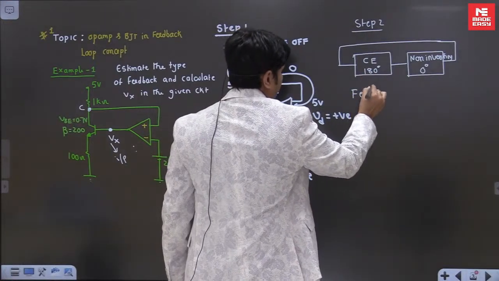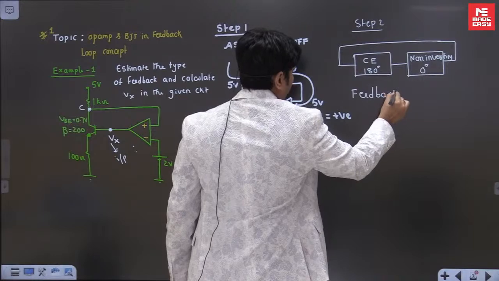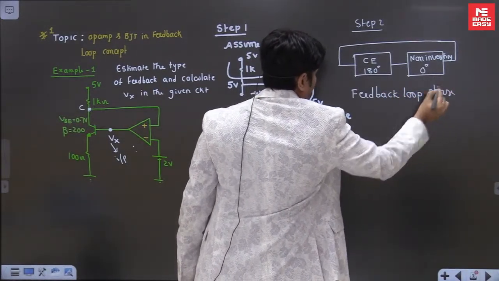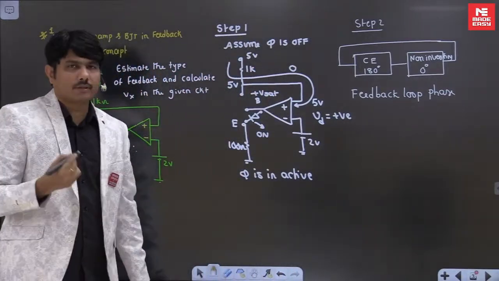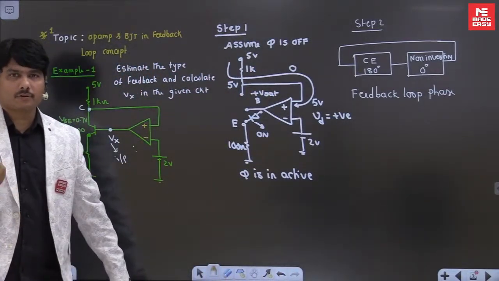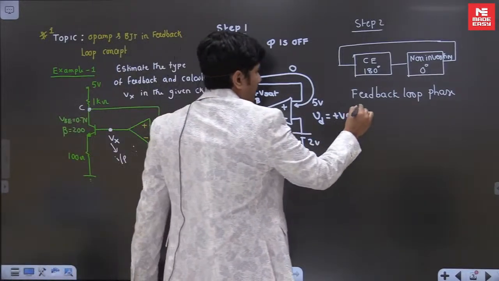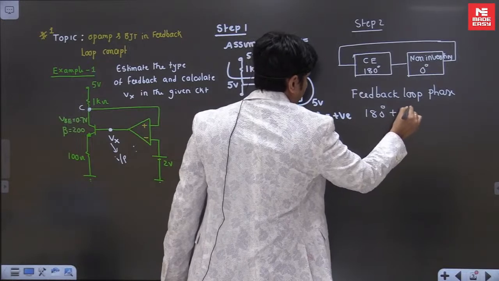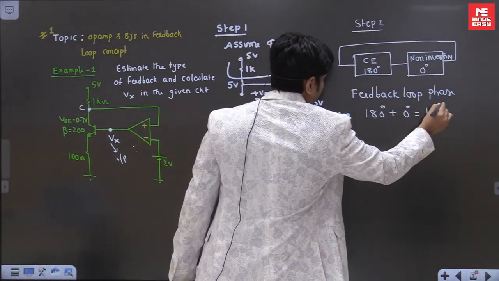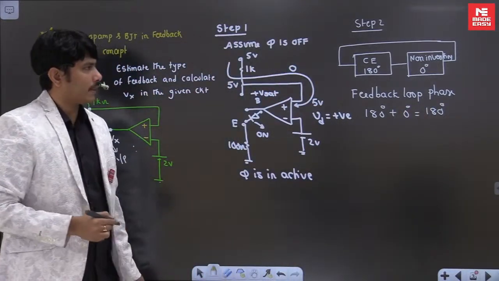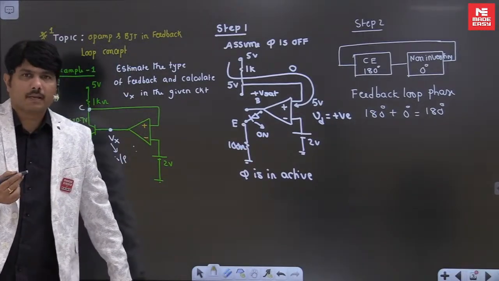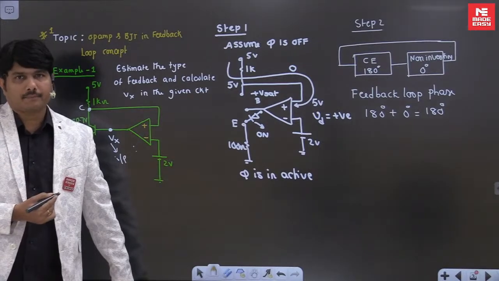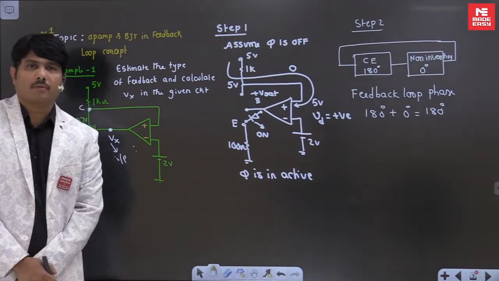Feedback loop phase how much I'll find out. The total phase is coming by two systems. One is BJT and one is op amp. The total phase will be 180 degrees plus 0 degrees, which is equal to 180 degrees. By seeing this concept, I can understand the system is not operating under positive feedback, it is operating under negative feedback. This is the points you should not miss in the concepts.